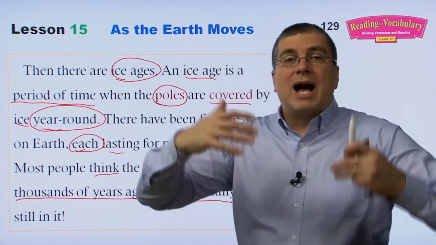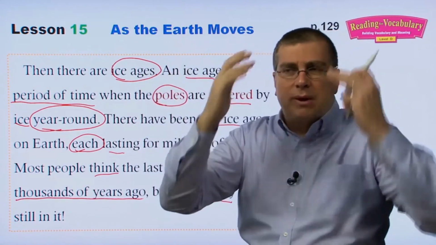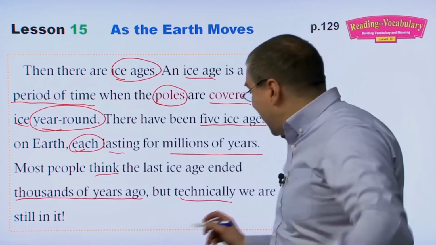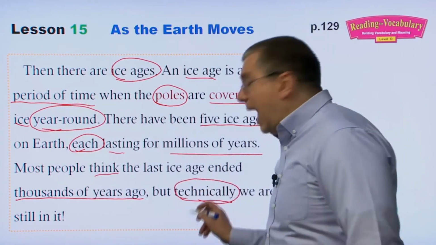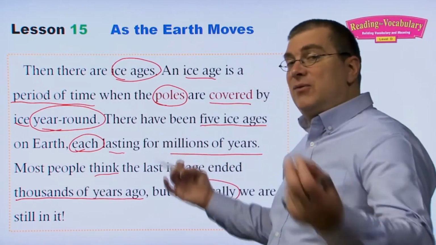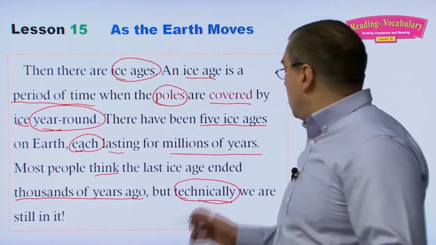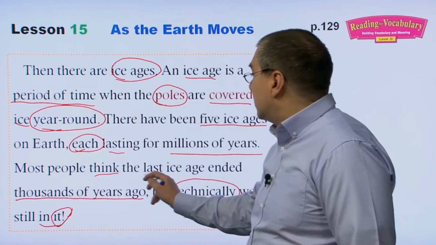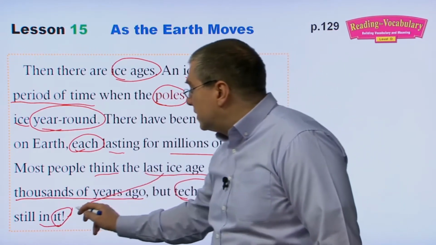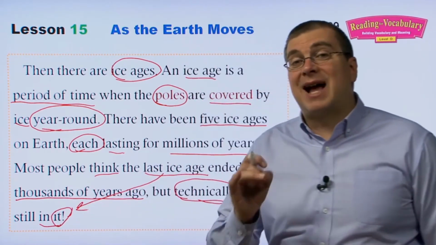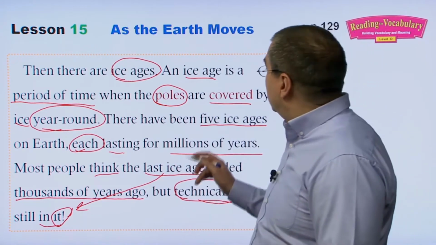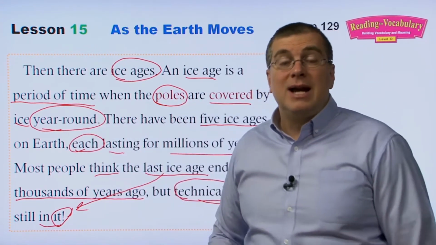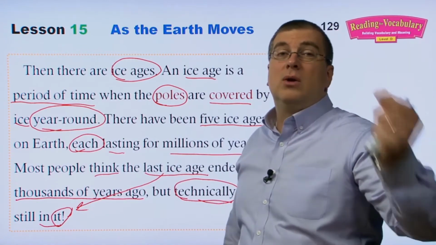So then we know the ice went away. So most people think, okay, that was the end of the ice age. But technically, actually, scientifically speaking, we are still in it. In what? The last ice age. We are still in the last ice age. Why? Because the poles are still covered by ice year-round. There's still ice at the North Pole year-round.